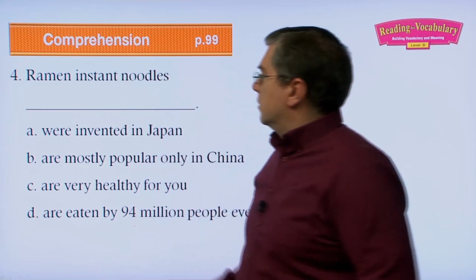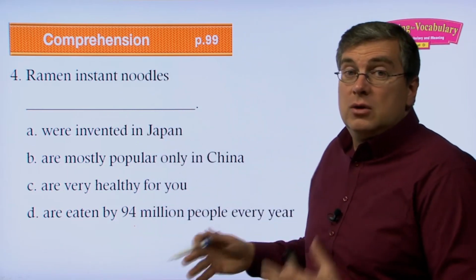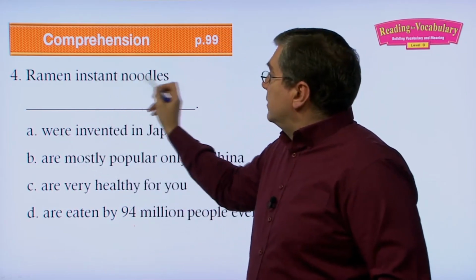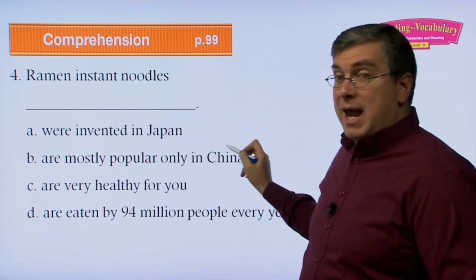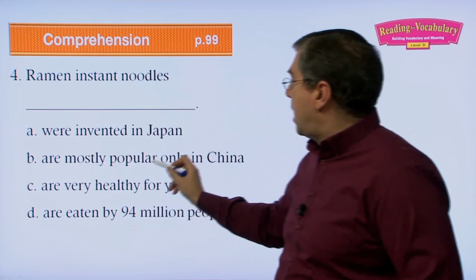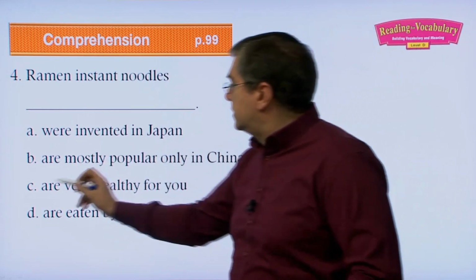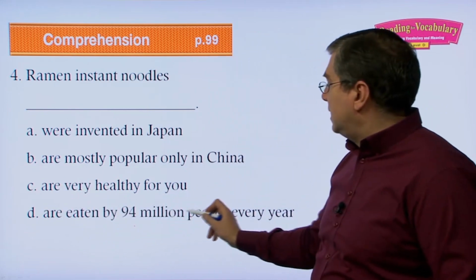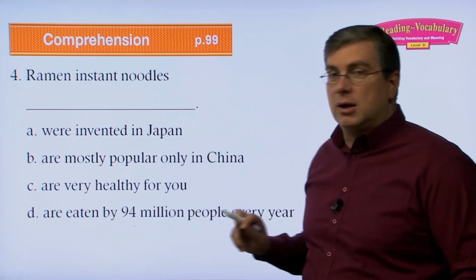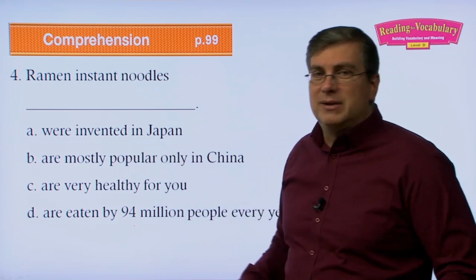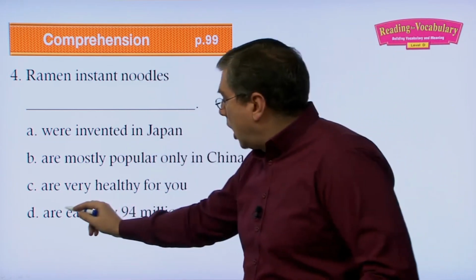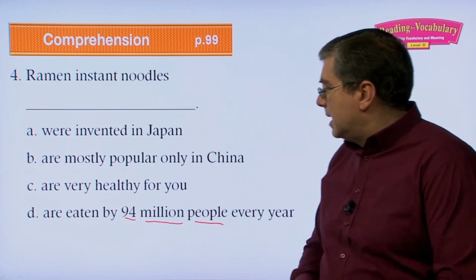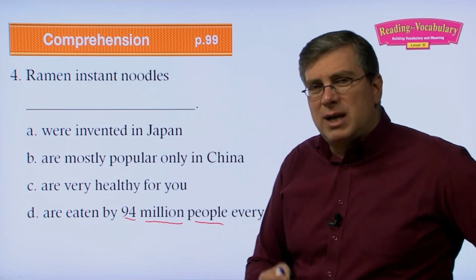Ramen instant noodles. What's true about ramen instant noodles? Which statement is true? We have 4 choices. A, ramen instant noodles were invented in Japan. B, are mostly popular only in China. C, are very healthy for you. And D, are eaten by 94 million people every year. Let's start from the bottom and go up this time. Ramen instant noodles are eaten by 94 million people every year. 94 million people, they're trying to trick you here.